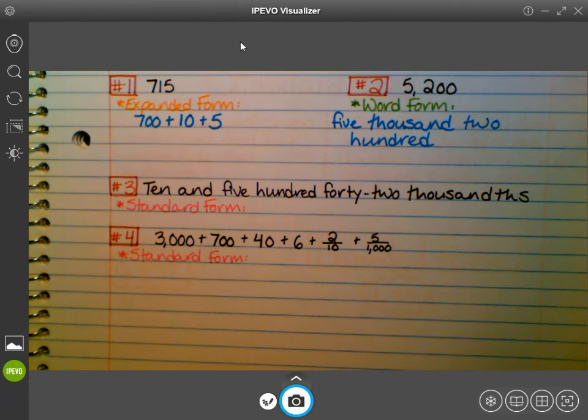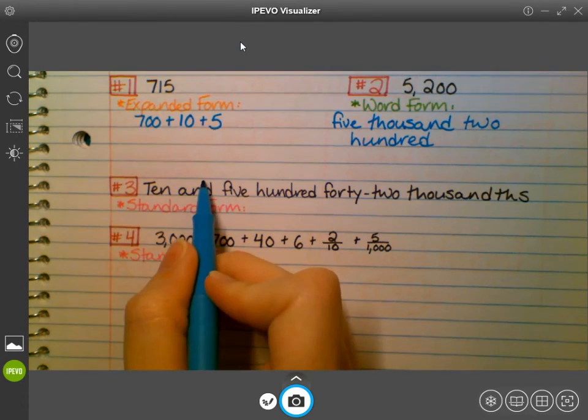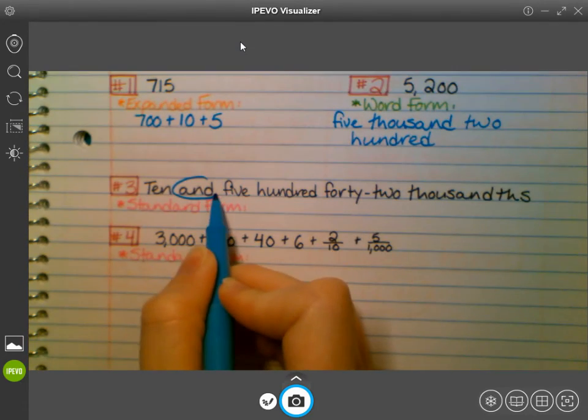Now, what I like to do when I'm looking at word form is first find out where the decimal point is, if there is one. Which word tells me where the decimal point is? Tell me on the count of 3. What word tells me where the decimal point is? 1, 2, 3. And. So I'm going to circle it. That is where my decimal is.